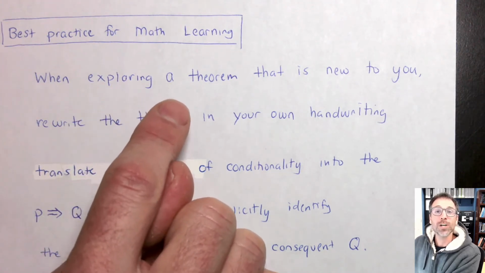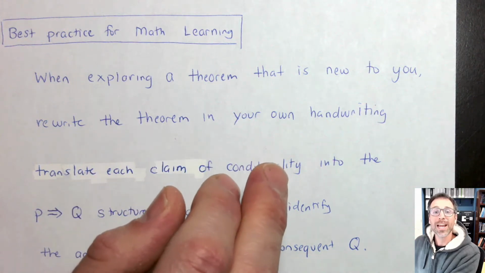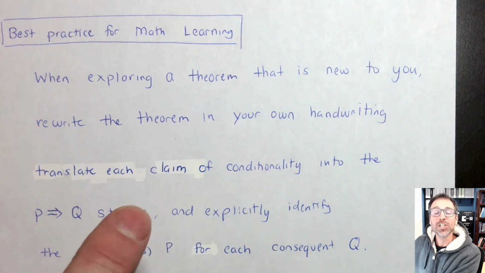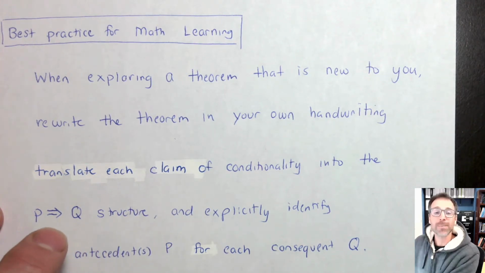It's at this point that I like to say a best practice for learning math is that every time you're learning a theorem that is new to you, rewrite the theorem in your own handwriting and translate each claim made in the theorem statement into the conditional statement P implies Q, where you're explicitly identifying the antecedents P for each consequent that is given in the theorem.